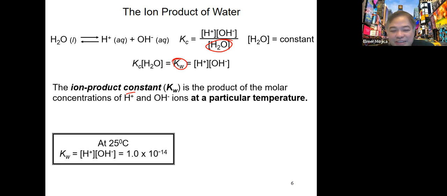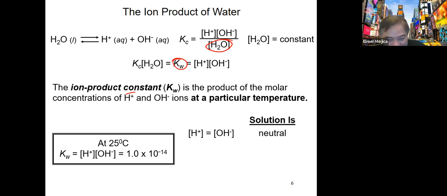So what makes this value unique? Well, you can get the relationship between the concentration of the two species, the OH minus and the H3O plus, or H plus. If they're equal, the solution is neutral. If H plus is more than OH minus, it is acidic. And if the H plus is less than the OH minus, it is basic.